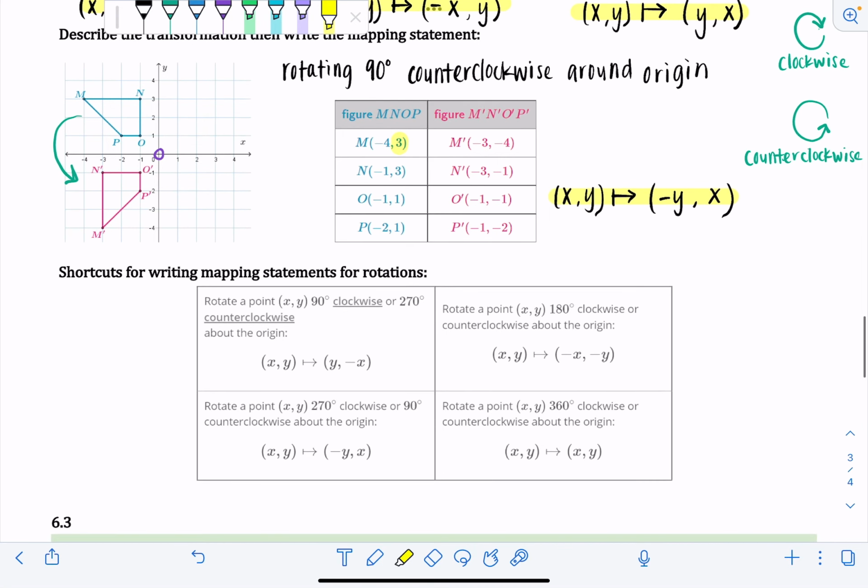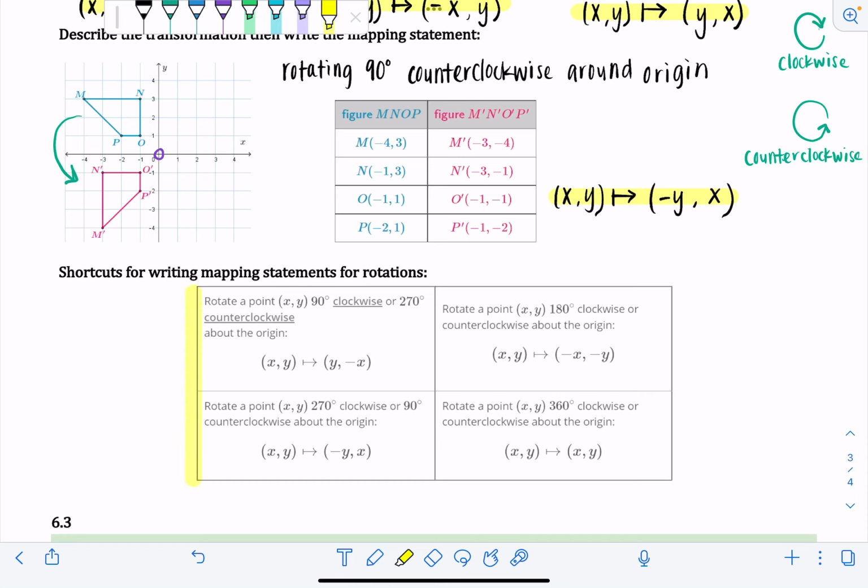And then down here, I would just screenshot this, write it down, put it somewhere where you can keep it handy. It's just some shortcuts for writing mapping statements for rotations, because you can see it would be pretty hard to write this mapping statement if we didn't have this table of points. And if we weren't given the table of points, if we were just writing them down each time, that would probably be pretty time consuming. So these are just a shortcut to help you do it a little bit quicker.